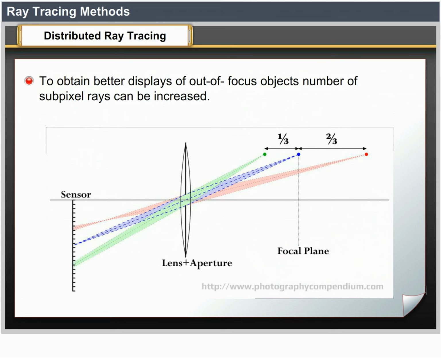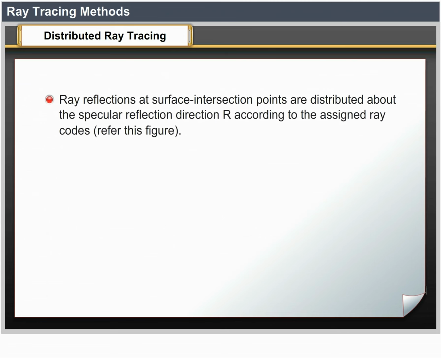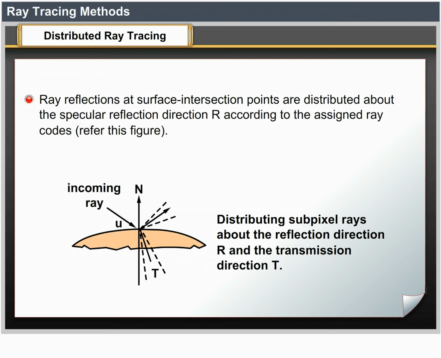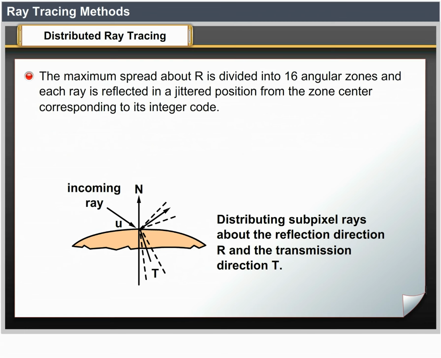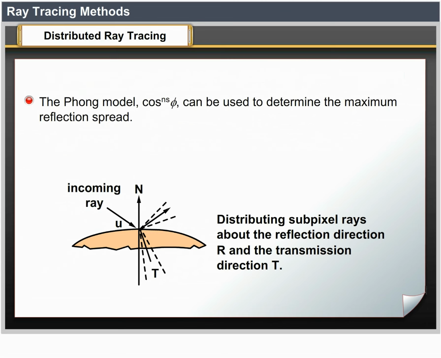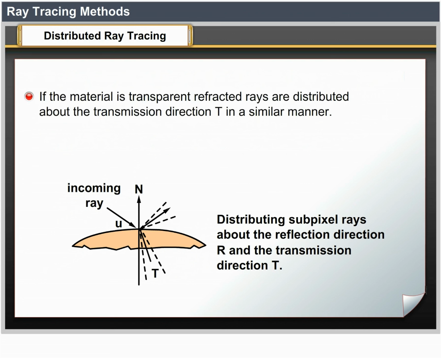Ray reflections at surface intersection points are distributed about the specular reflection direction r according to the assigned ray codes. Refer to this figure. The maximum spread about r is divided into 16 angular zones, and each ray is reflected in a jittered position from the zone center corresponding to its integer code. We can use a Phong model, cos^ns(phi), to determine the maximum reflection spread. If the material is transparent, refracted rays are distributed about the transmission direction T in a similar manner.